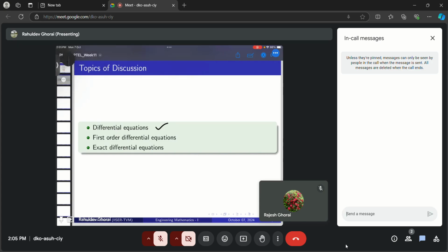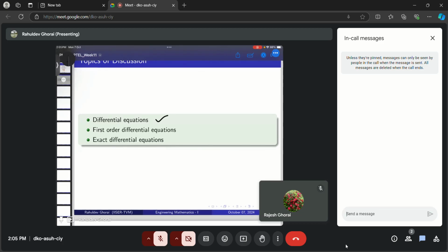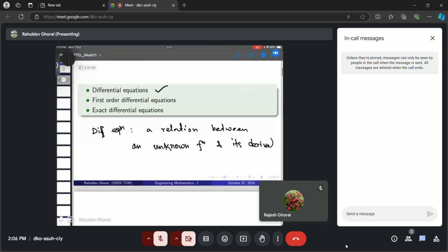Yeah. So to begin with, what is a differential equation? If I say it briefly, a differential equation is a relation between an unknown function and its derivatives. Okay, a differential equation is nothing but a relation between an unknown function and its derivatives.